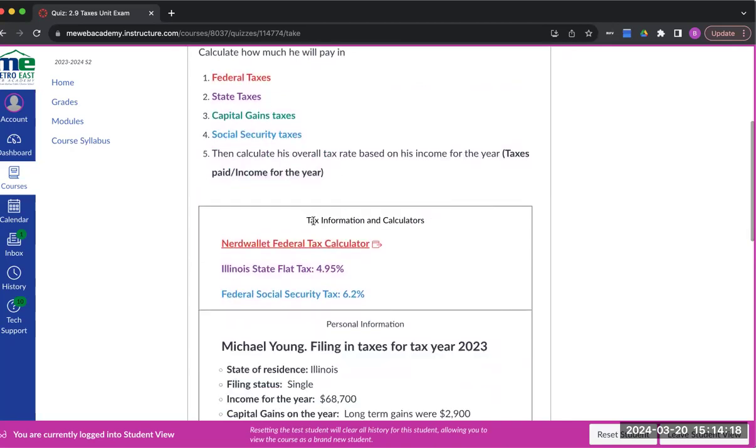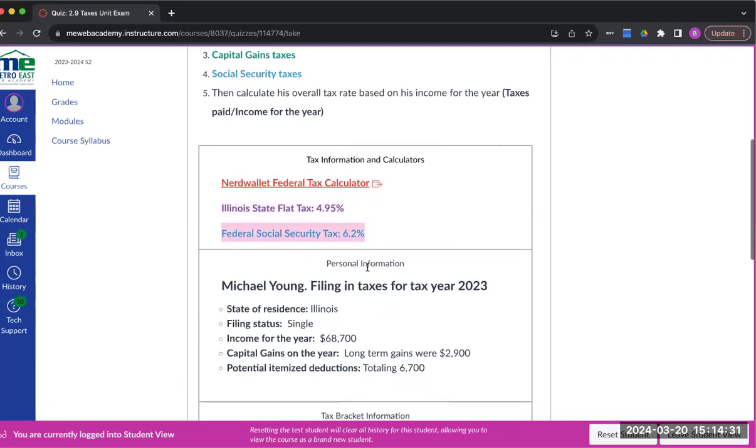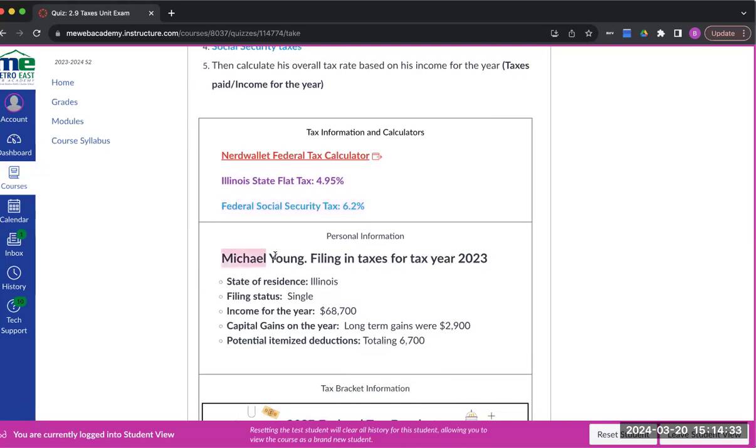And again, look at the information and calculators first. So you're going to use this for federal taxes. The state tax information for the person is here. And then the federal Social Security tax will always be 6.2% of income. So let's now look at the personal information here.